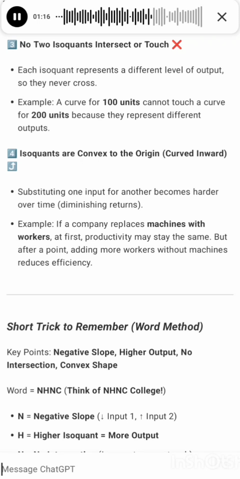Example: if a company replaces machines with workers, at first, productivity may stay the same. But after a point, adding more workers without machines reduces efficiency.